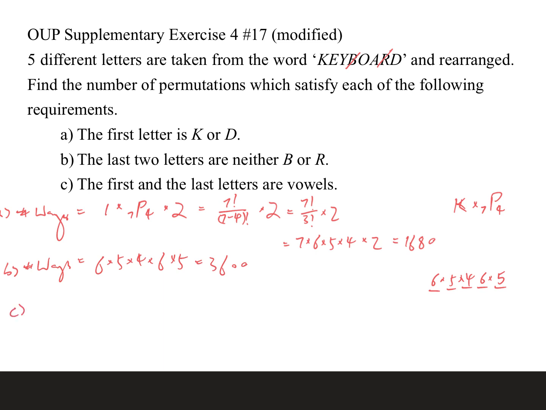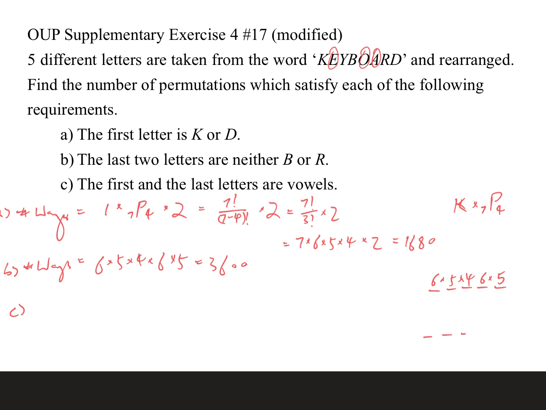And part C, the first and the last letters are vowels. So let's look at part C. The first and the last letters are vowels. So let's look at all the vowels here. This is a vowel, this is a vowel, this is also a vowel.